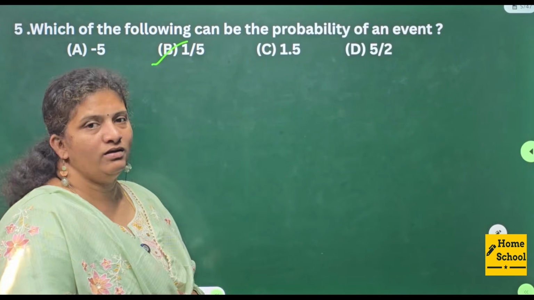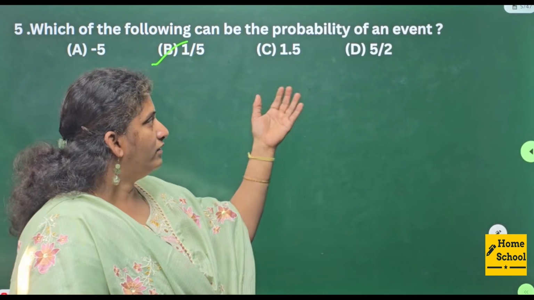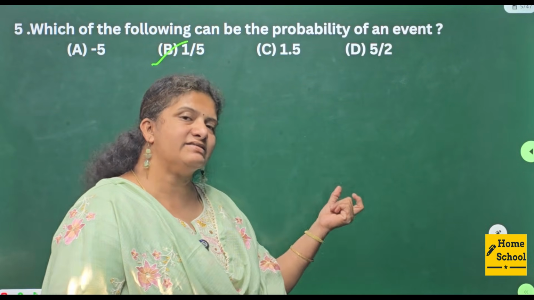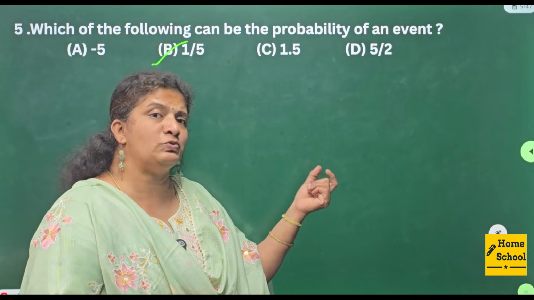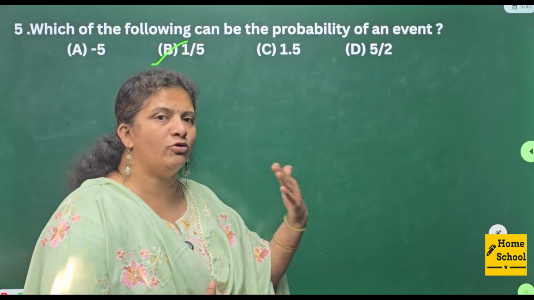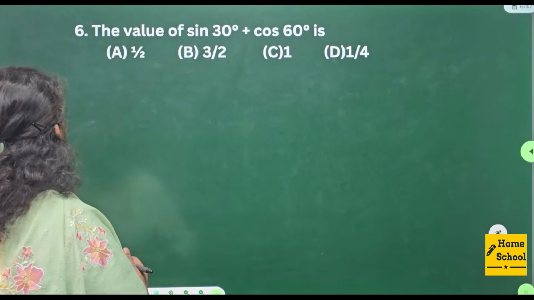See the third one, 1.5. More than 1, it cannot be. Option D, 5 by 2. Again, the decimal value is 2 point something you are going to get, right? So, probability cannot be more than 1. So, your answer is option B.